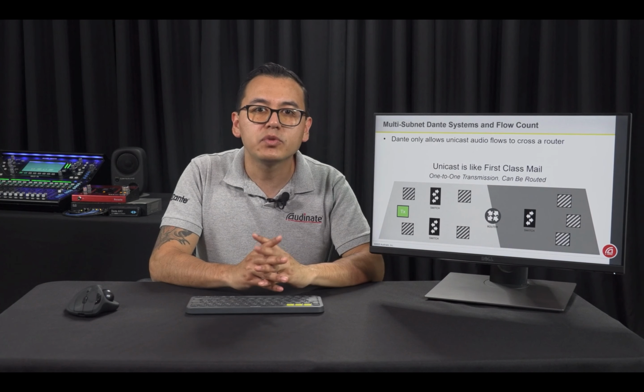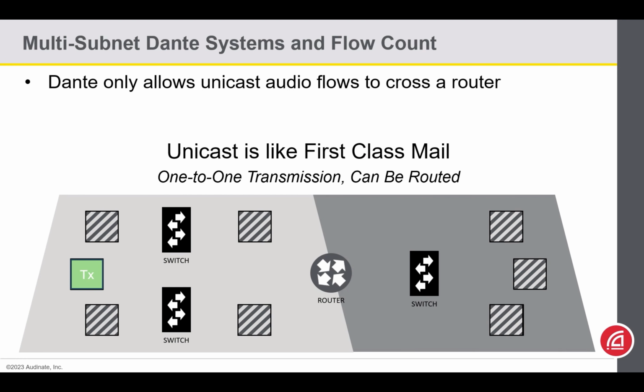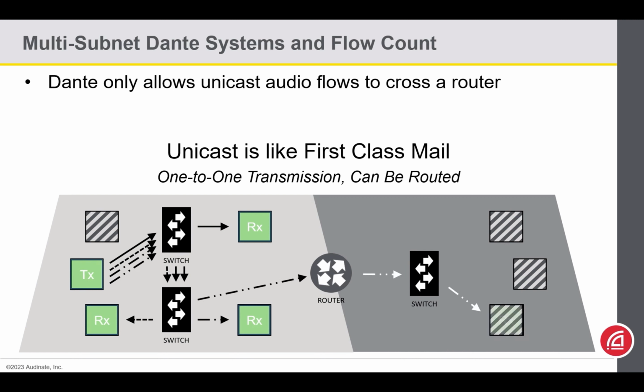This section talks about some important design considerations that are at times overlooked. When designing Dante networks that span multiple subnets, it's important to consider the flow count. Flow counts, if you recall from our Dante Level 2 certification, are a finite resource. Unicast is great when we want to send unique information to one destination. Sending the same information to multiple destinations requires it being duplicated, which puts a strain on bandwidth requirements, which, if you have multiple switches, adds overhead.